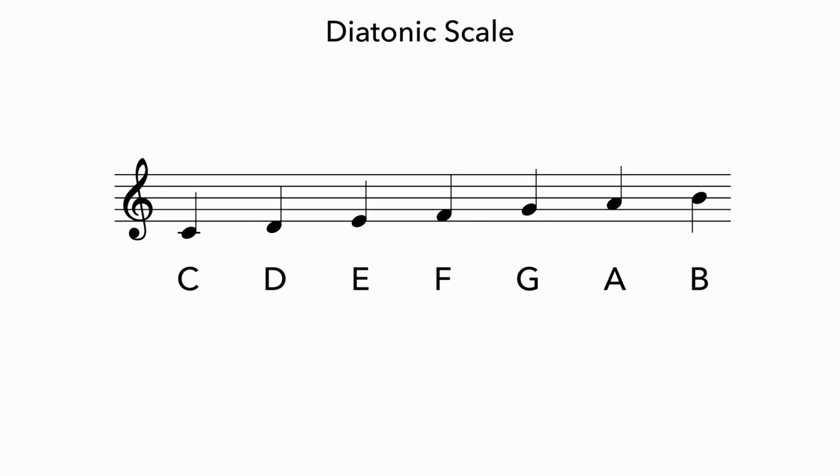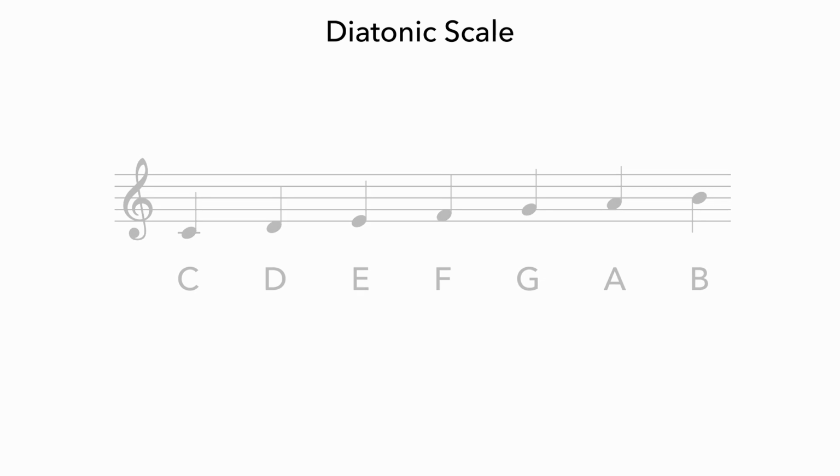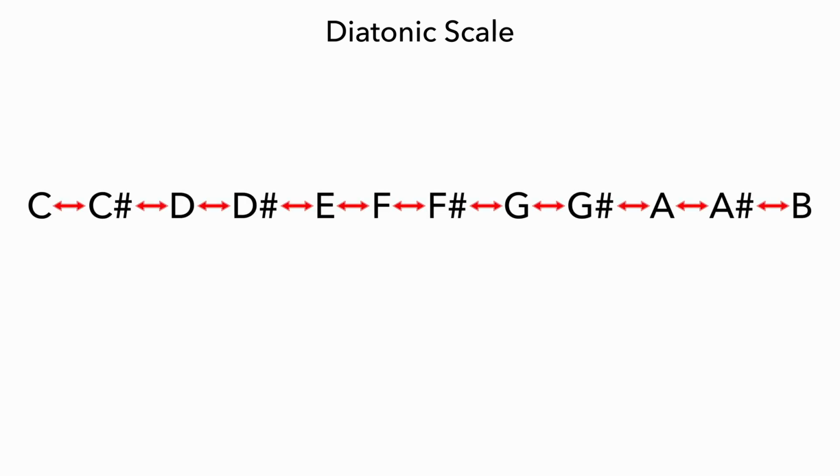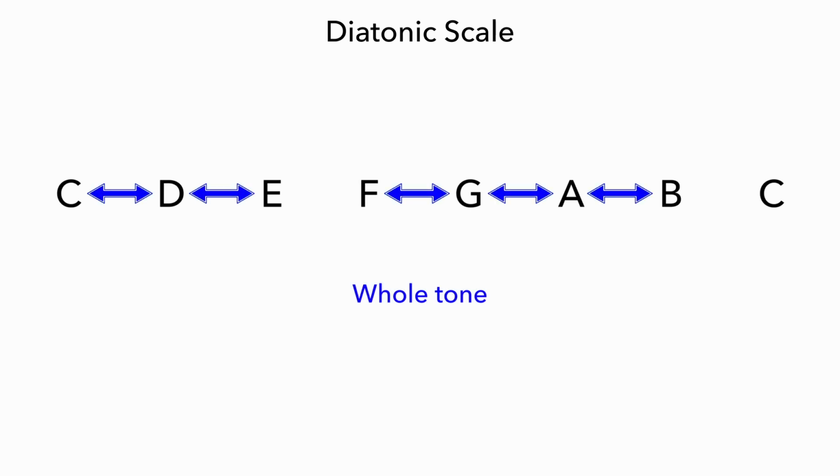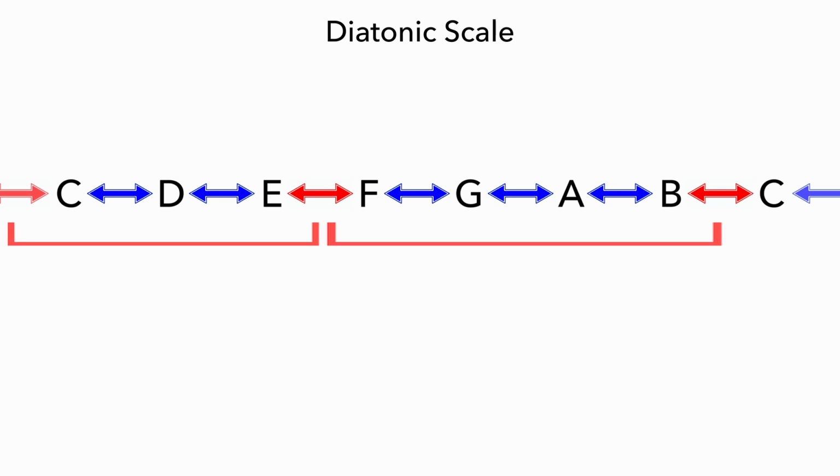A diatonic scale is a 7-note scale with a particular structure. Unlike the chromatic scale, it doesn't consist of identical intervals. Instead, it's built out of 5 whole tones and 2 semitones in a specific pattern. Basically, it's constructed in such a way that the 2 semitones are as far away from each other as possible.